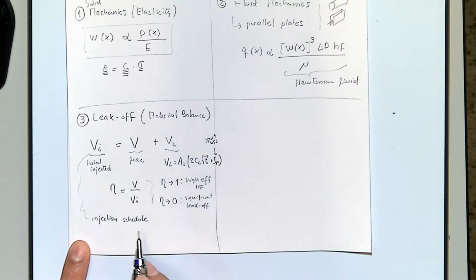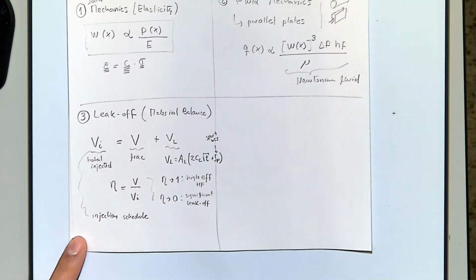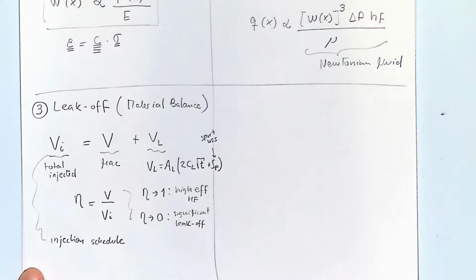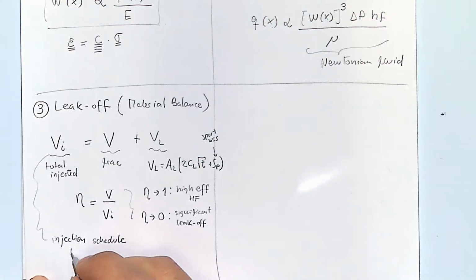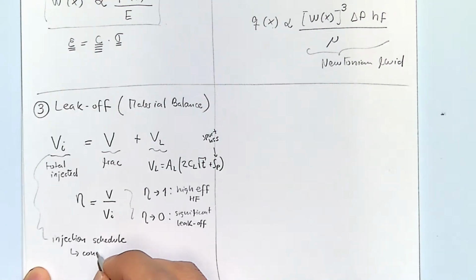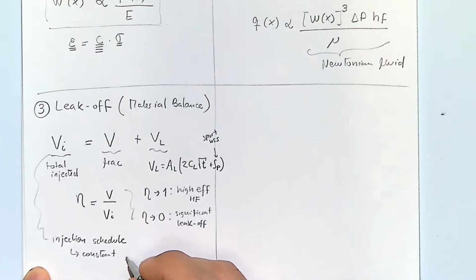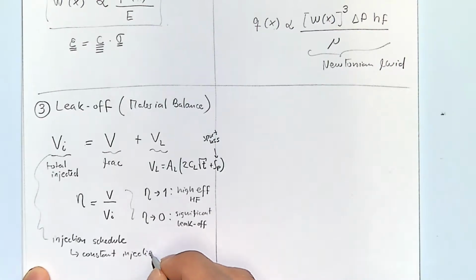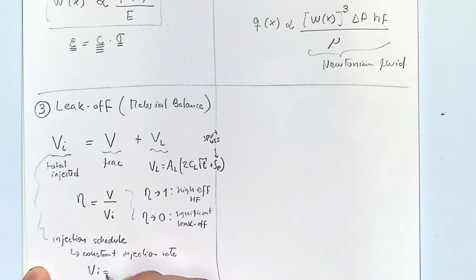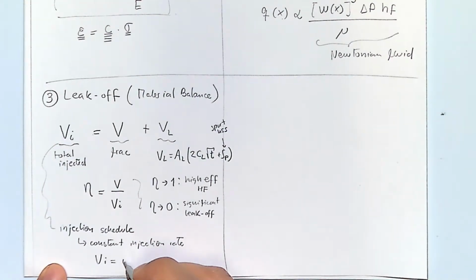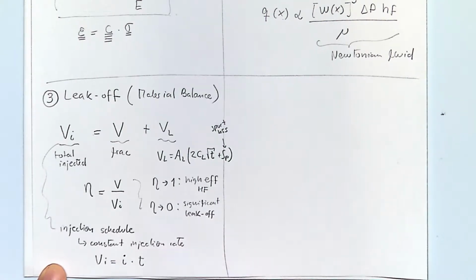All right. So how do we couple this with time? The total injected volume is going to depend on the injection schedule, and the injection schedule usually varies with time. I'm going to come back to this later on, but for now we're just going to assume a particular case, which is constant injection rate, and in this case, the injected volume is just going to be equal to the injection rate times time.